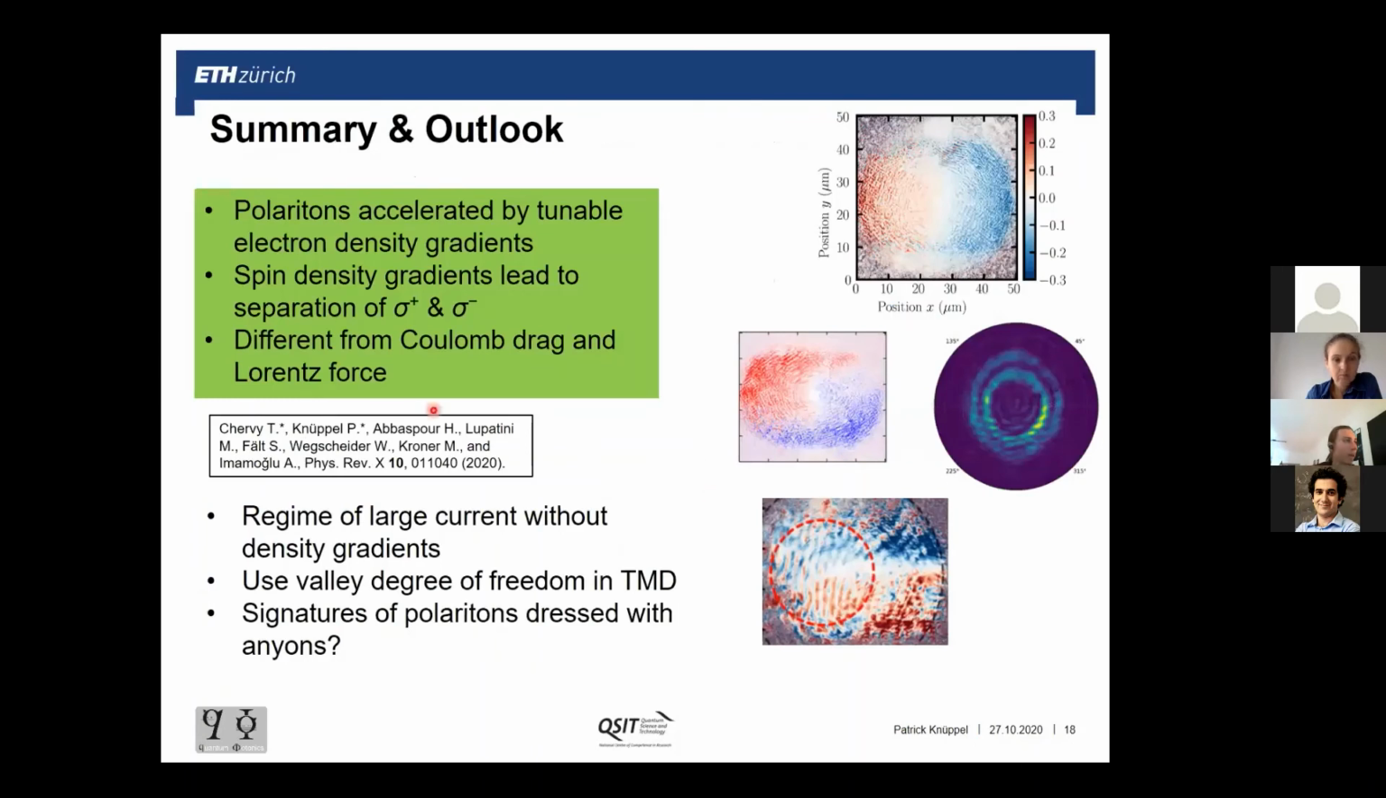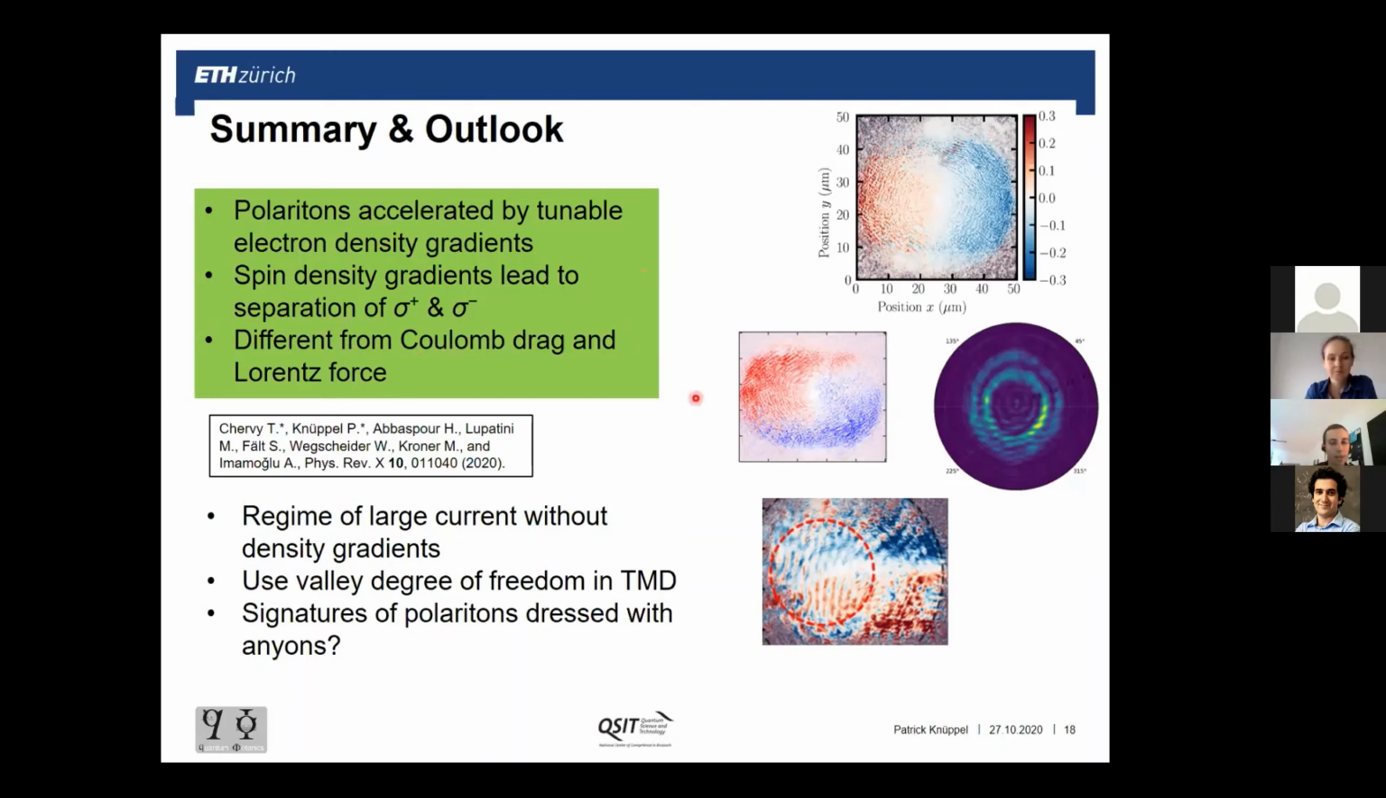So with this, I think I want to already conclude my talk. I showed you how we can accelerate polaritons in a tunable way using electron density gradients. And if we manage to create spin density gradients, this leads to separation of sigma plus and sigma minus. And the effect we found here is distinct from Coulomb drag or a Lorentz force.